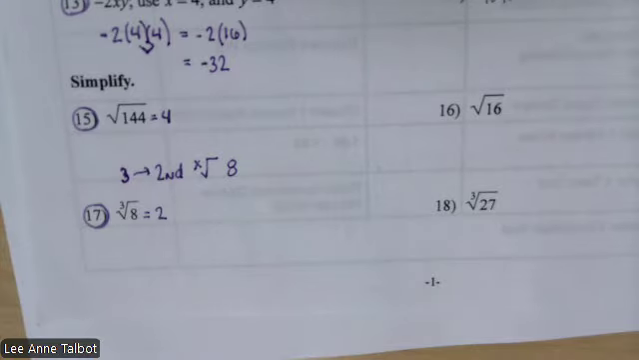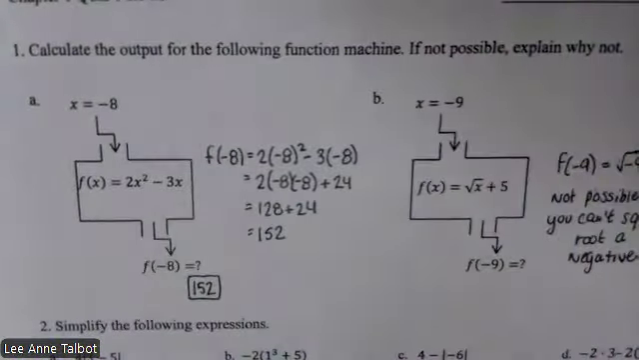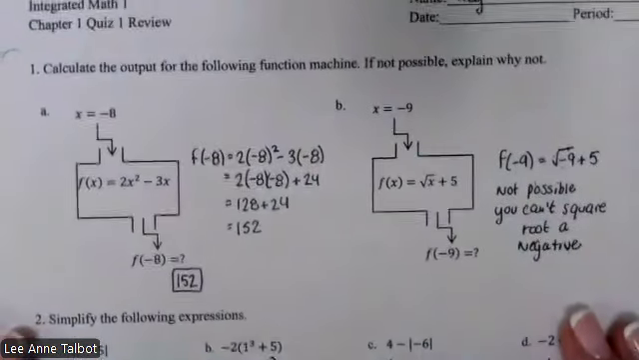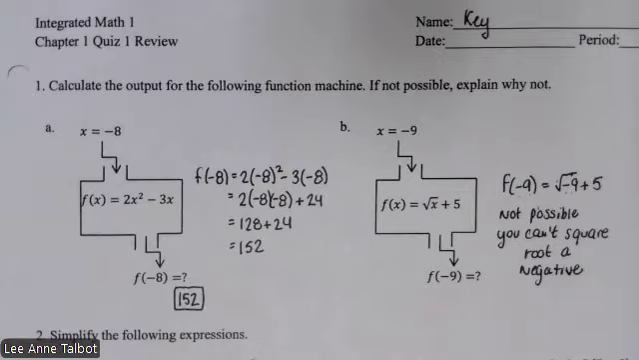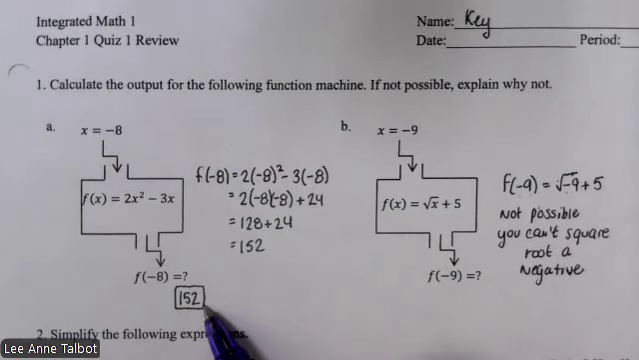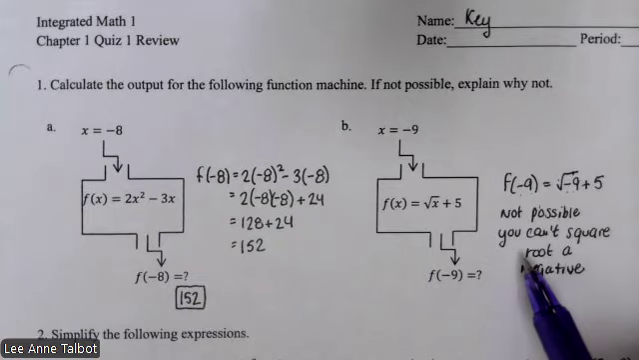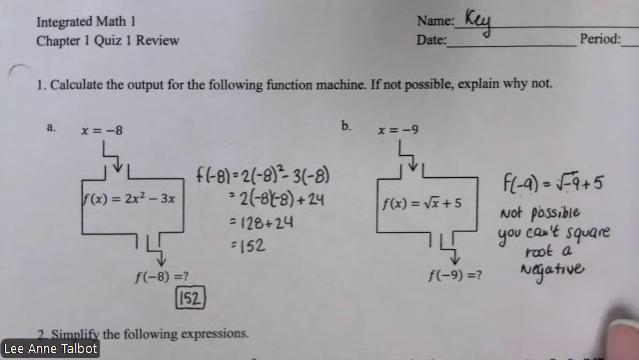Great job, you guys. Okay. So now I need you to get out last night's homework, which is the chapter 1 quiz 1 review. This is only 3 problems, so I want to go over it. Number 1A was 152. And number 1B was not possible because you can't square root a negative.